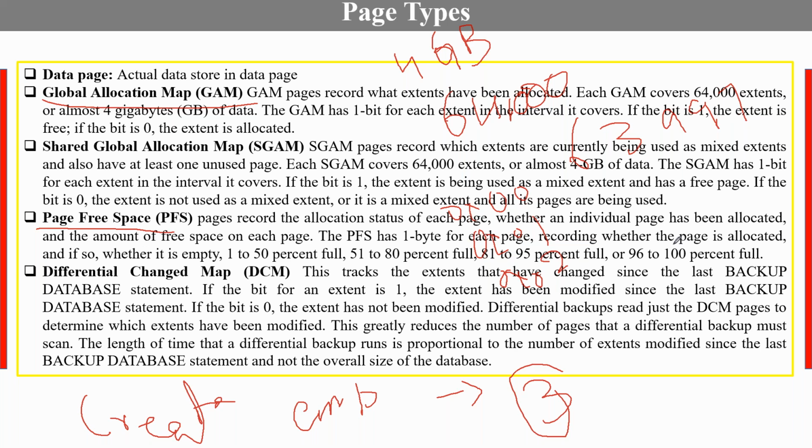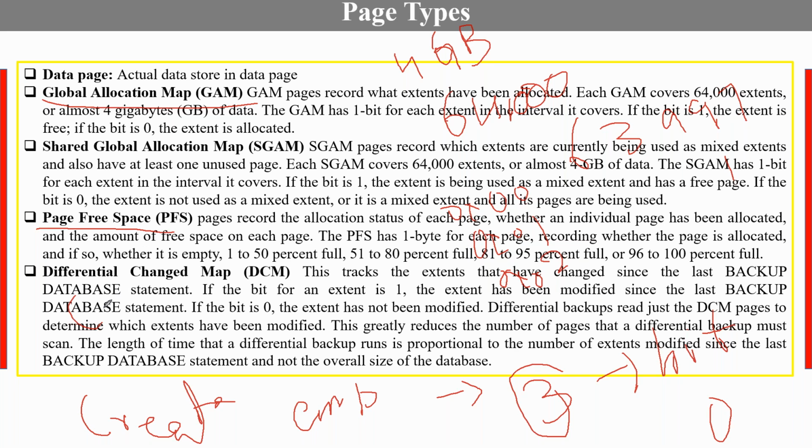It tracks this with a bit, 1 or 0. If the bit is 1, the extent is free. If the bit is 0, the extent is allocated. So these 3 extents will have bit 0 because they are allocated. For the remaining 63,997, the bit is 1 because they are still not allocated.